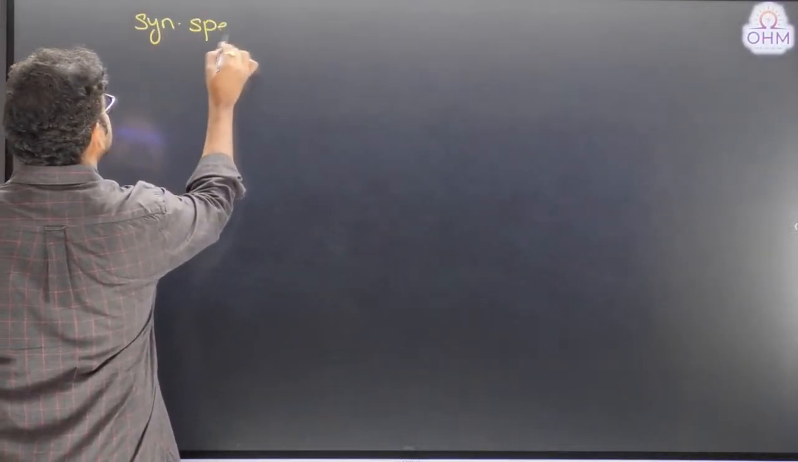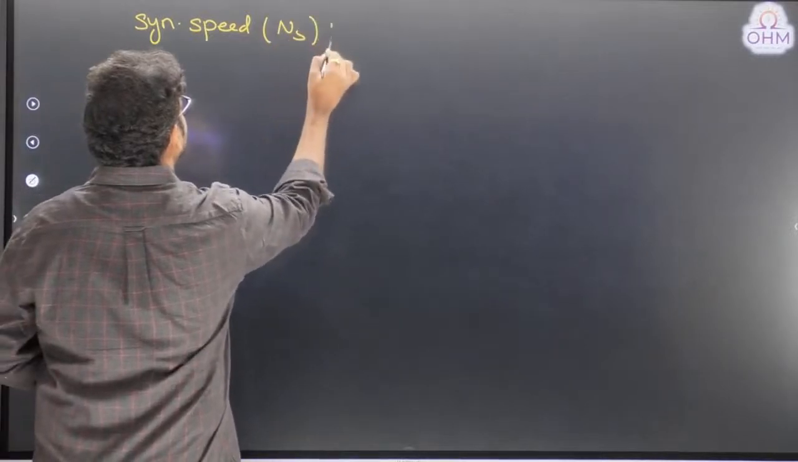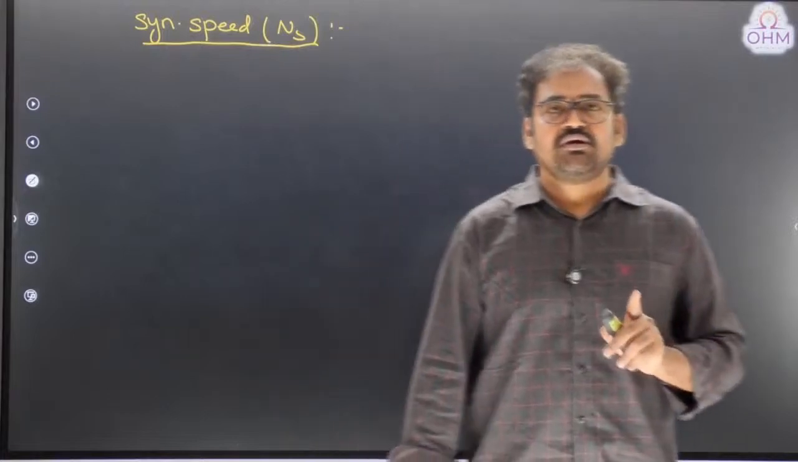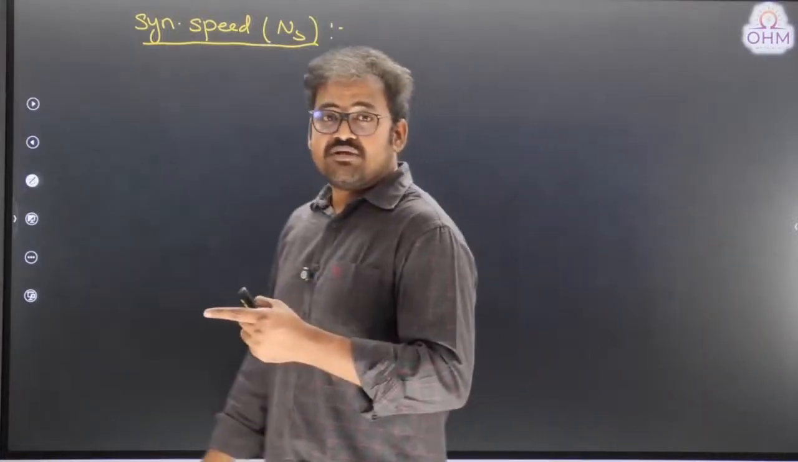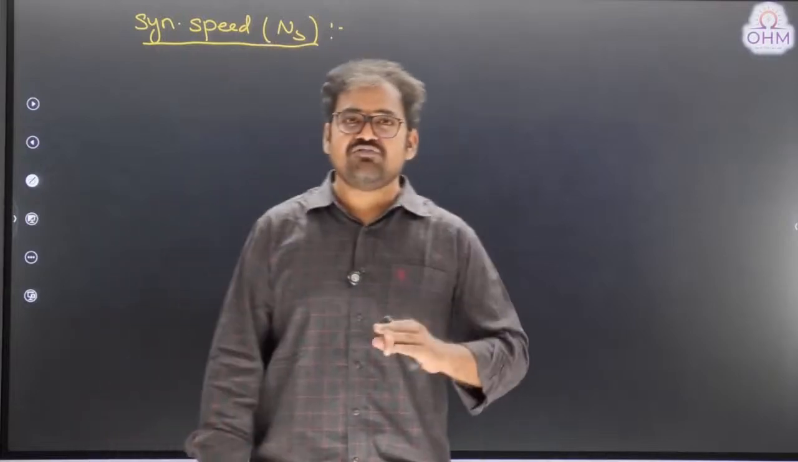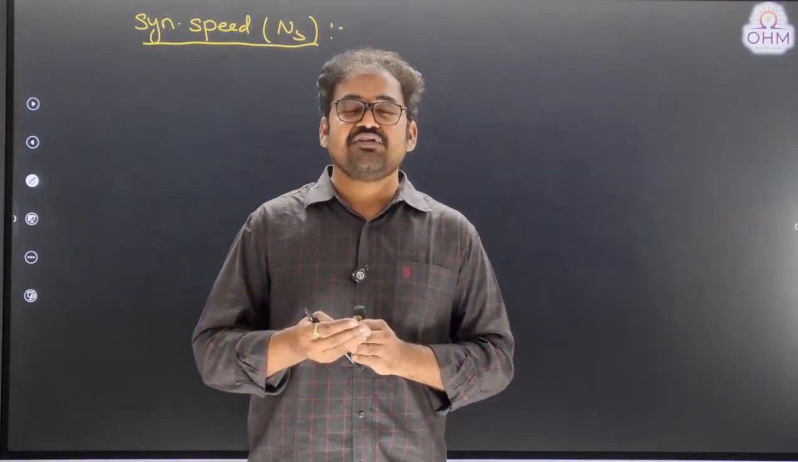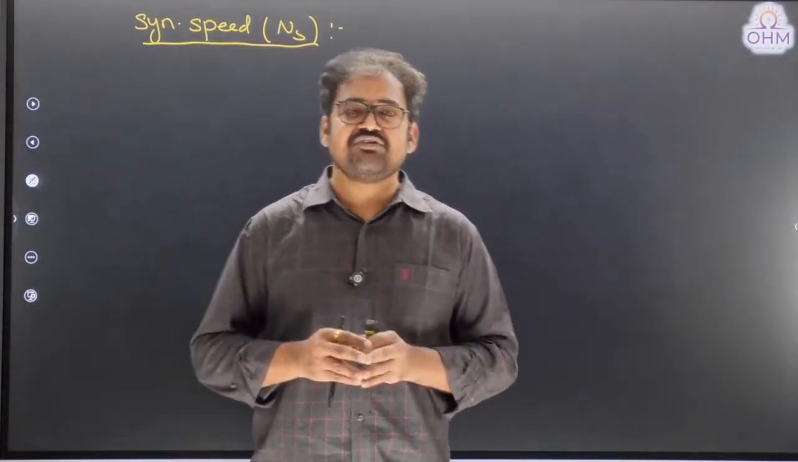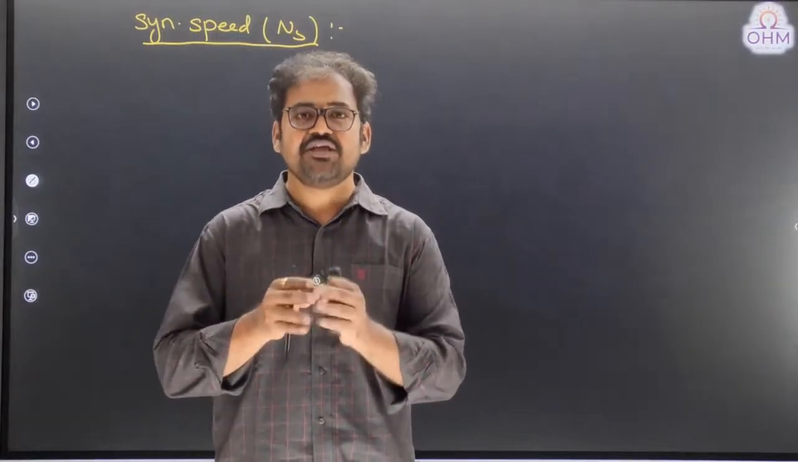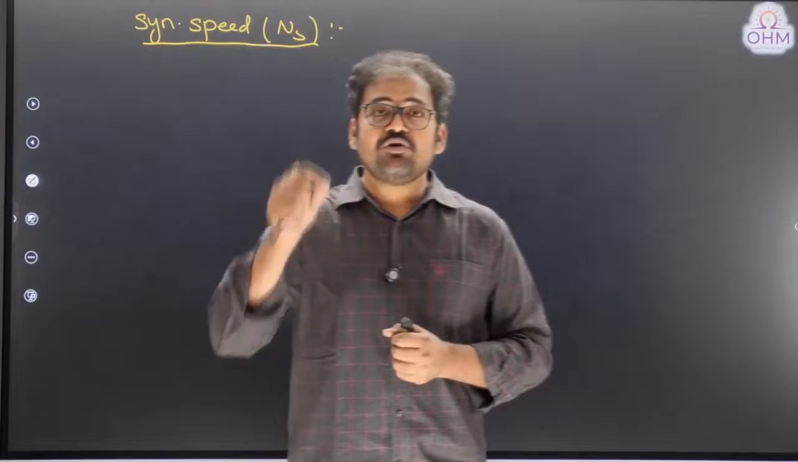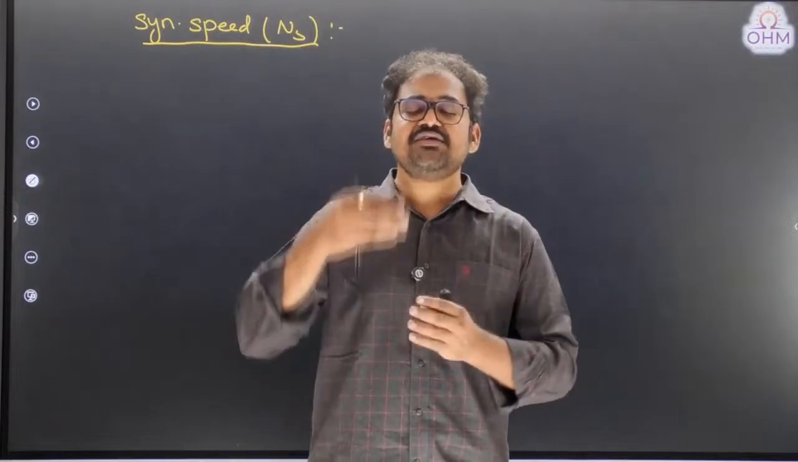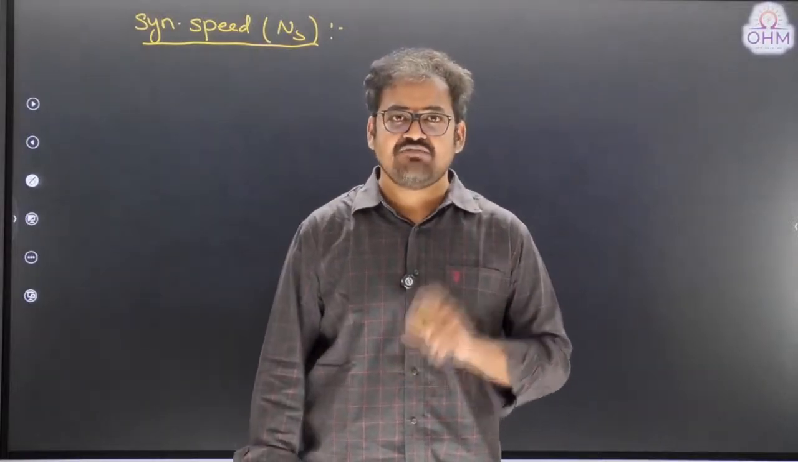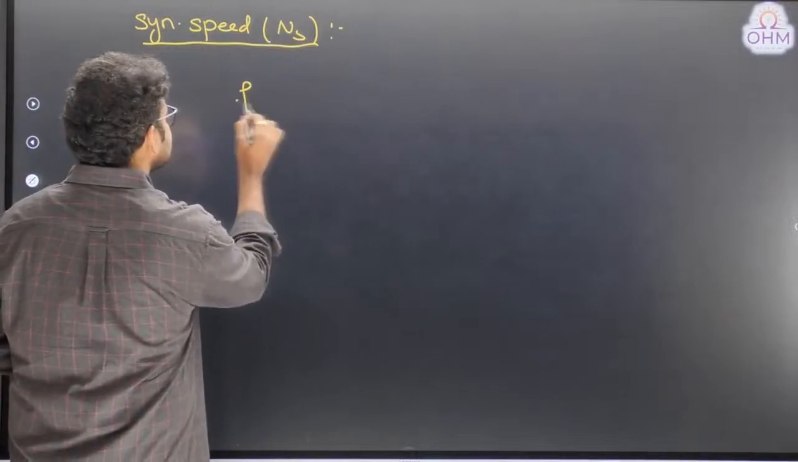We often study this particular quantity called synchronous speed. It is very simple. Synchronous speed is nothing but the rotor speed at which the generated EMF frequency is equal to the infinite bus bar frequency. What is the bus bar frequency in a power system? Is it not 50 Hz in India? Yes. Therefore, the rotor speed at which the generated EMF frequency is equal to 50 Hz is what we call synchronous speed.